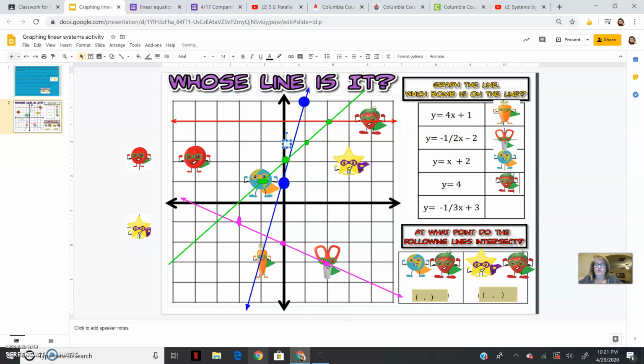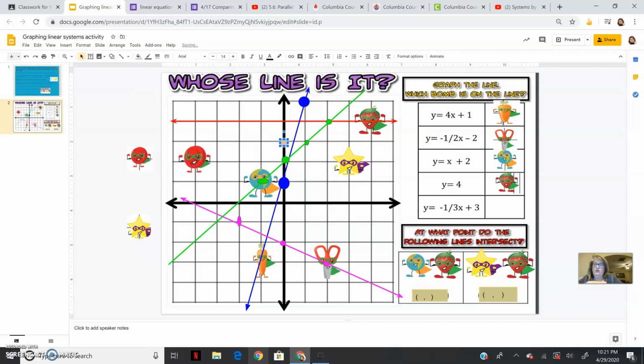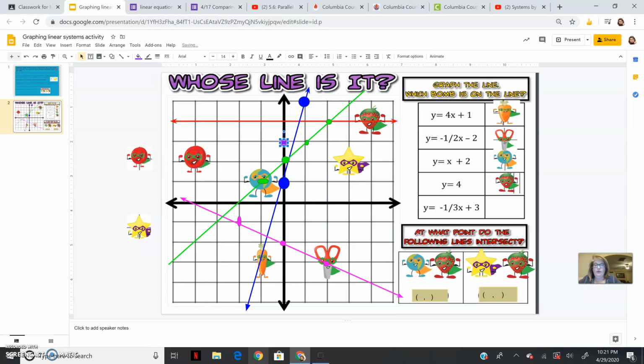Okay, so we're going to put a little color on that one. We'll do yellow, or not green, yellow. Not pink either. All right, purple. Okay, so now we're going to go down 1 over 3. Down 1, whoops.